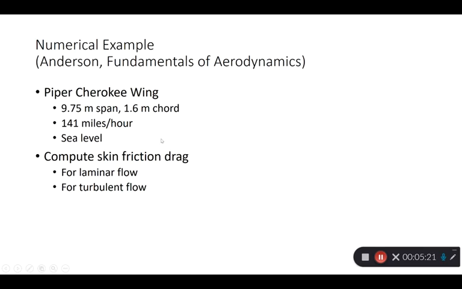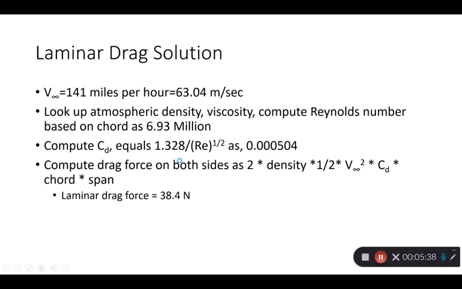So we are going to take a Piper Cherokee wing. This is the span, this is the chord. This is in miles per hour, so you have to convert that into meters per second, at sea level. So we want to compare the laminar flow and turbulent flow. The laminar flow part is easy because we just did it for a flat plate. So find the CD. Compute the Reynolds number first. Compute the CD. Then 2 times 1/2 rho infinity V infinity squared. Rho infinity is here. V infinity squared. CD times chord times span is 38.4 newtons.